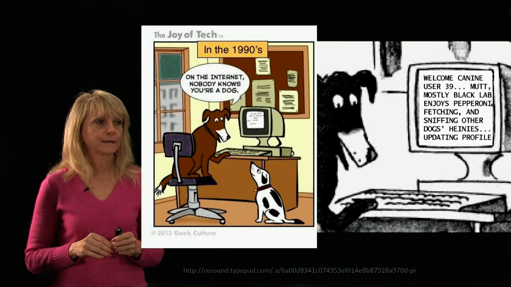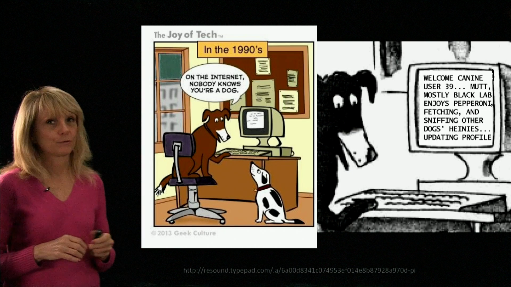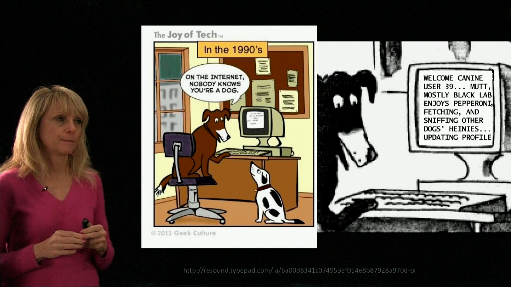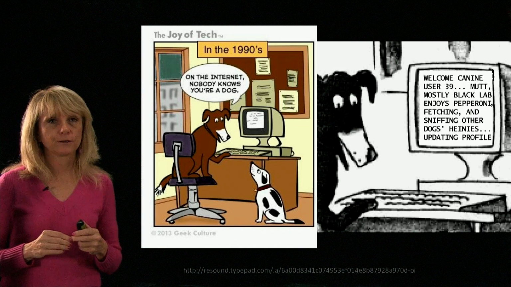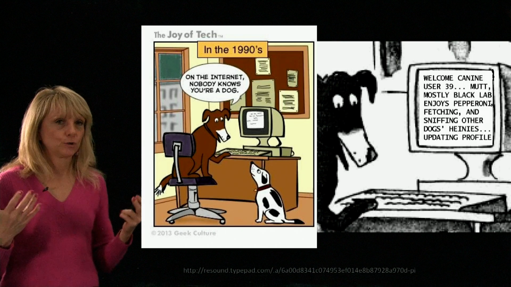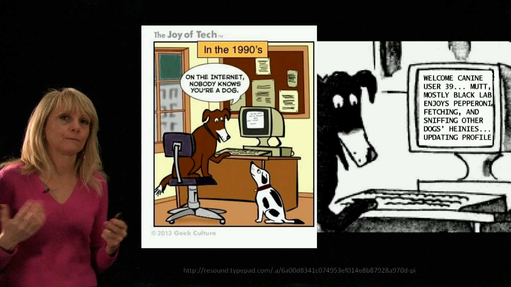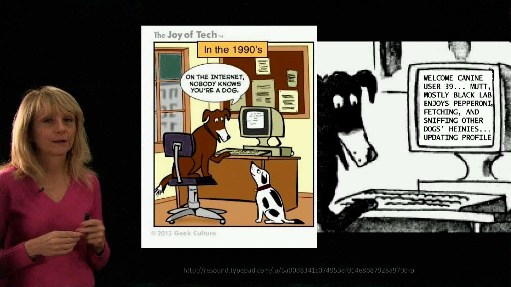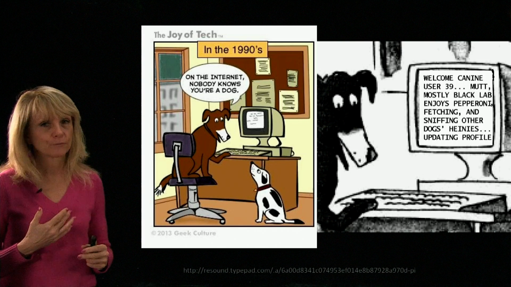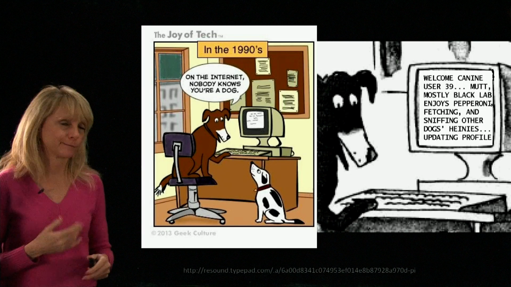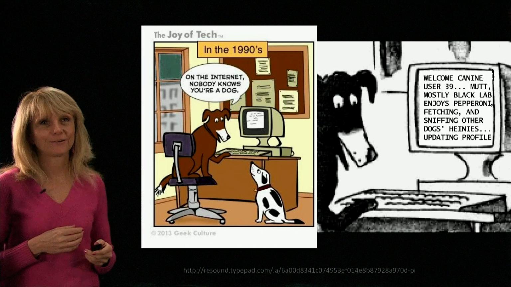Here's just a little comic that summarizes the state of today. Back in the 90s, which is the left comic, it says on the internet, nobody knows you're a dog, because back in the early days of the internet, you could pretend you were whoever you wanted to. On the right, it's really saying, we know everything about you. We know your age, we know what type of dog you are, we know what you bought last week, we know what you ate last week, and that's really kind of the state of the internet today. Sad to say.